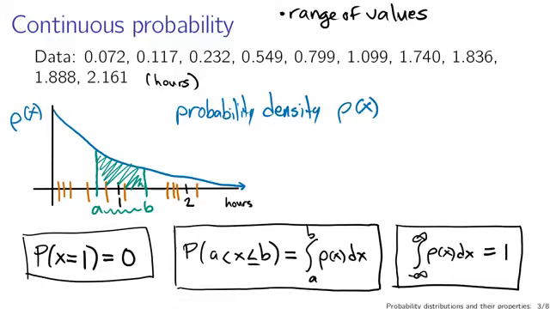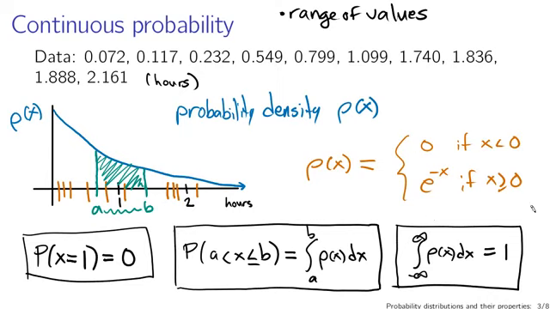Now, to give you a feel for what these things look like, rho of x in this case is 0 if x is less than 0, and is equal to e to the minus x if x is greater than or equal to 0. So this is an example of a probability distribution function, or probability density. That's actually the distribution I used when I drew these numbers. So that's continuous probability. If you have a continuous range of outcomes, you have to deal with probability distributions and probability density functions, and you have to do some integrals if you want to calculate properties.